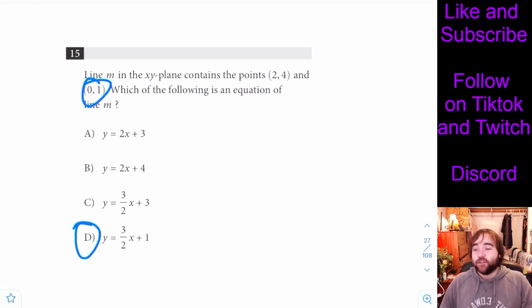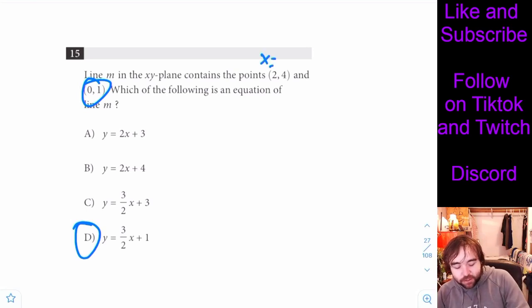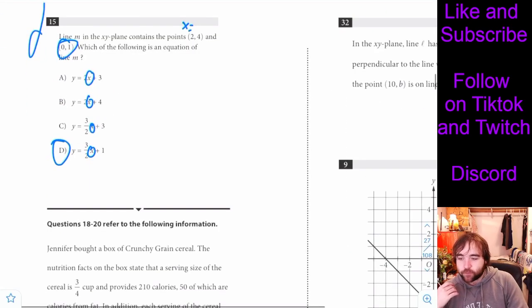What I was going to suggest to do anyway is plug in the points. Either plug in x equals 2 and try to get 4, or plug in x equals 0 and try to get 1. And you can see for sure when you plug in x equals 0, D is the only one you're going to get 1 for. So the answer is definitely D here.